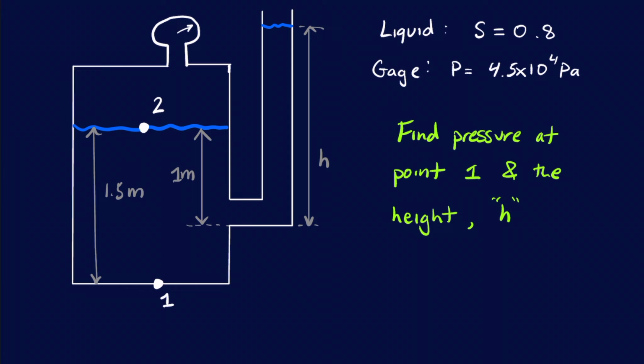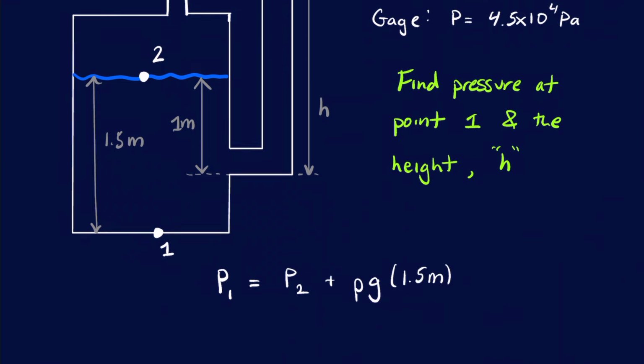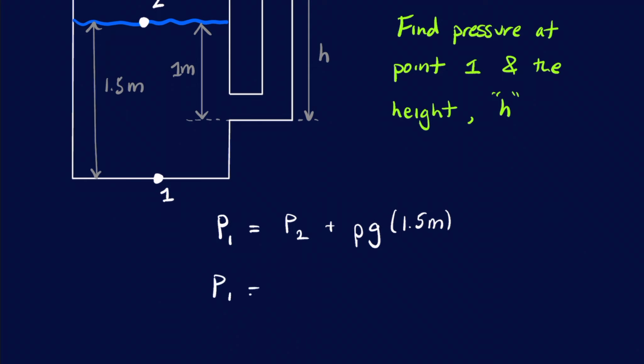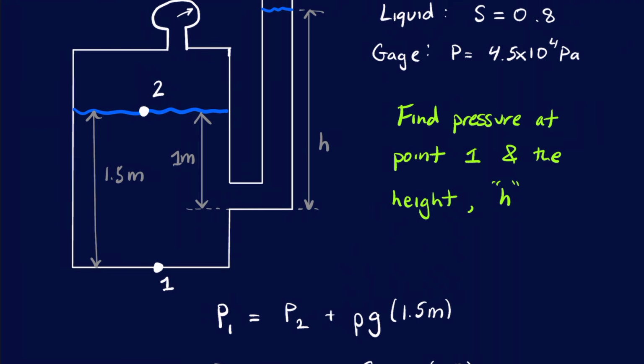So writing that out, we can say that the pressure at point 1 equals the pressure at point 2 plus the density of the liquid times the gravity times 1.5 meters, which is the depth of the liquid. So another way we can write this is P1 equals P2 plus S, which is the specific gravity, times the density of water times gravity times 1.5 meters. So this kind of speeds things up because then we don't have to find the density of the liquid. We can just multiply the specific gravity times the density of water.